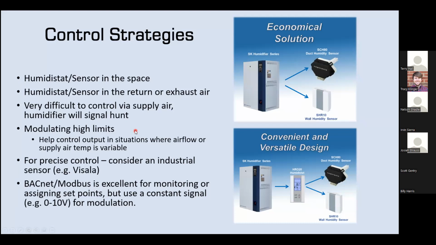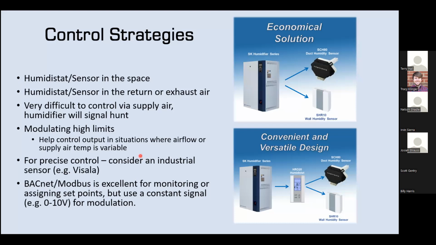You're always going to have a high limit and an airflow switch with humidifiers that are putting steam into the ductwork. That's just a safety control. We can use modulating high limits. What these do is help govern the humidifier output in the case where you're approaching your high limit set point, which is typically 80% RH in the duct. That can help in situations where the airflow parameters change, like a VAV box. It works really well with modulating high limits, and that's a stock standard feature for all of our humidifiers now.